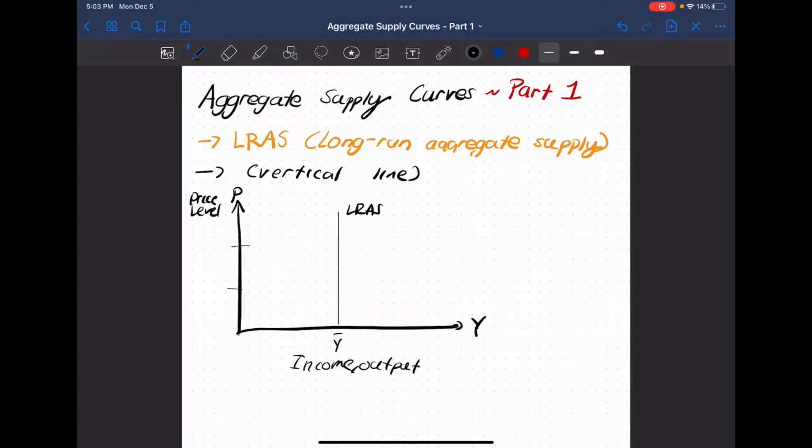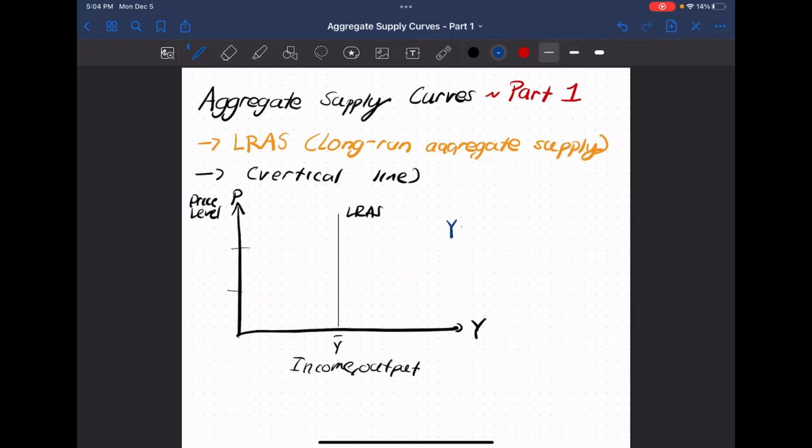Because why? Recall that when discussing production functions, the output is a function of capital and labor, right? So there is no mention of price in this formula. So hence, it is only logical that this graph reaffirms the fact that long run output is not dependent on price at all.